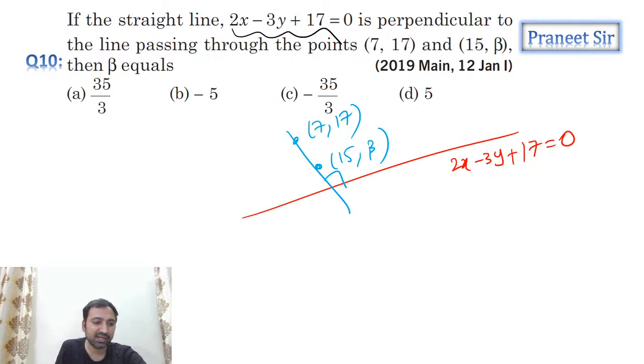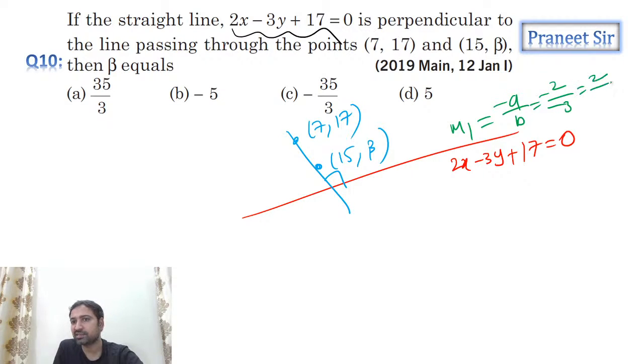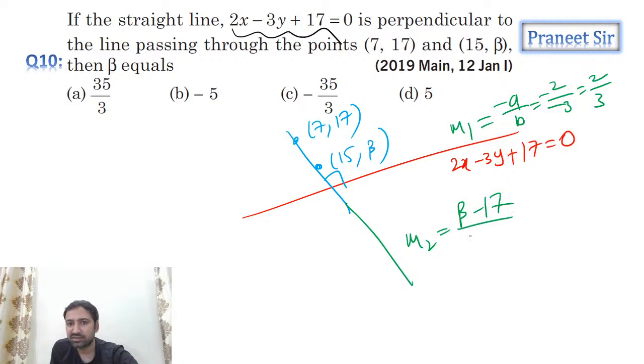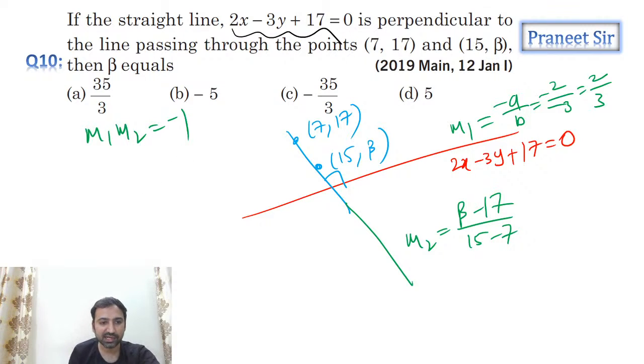If two lines are perpendicular, the product of their slopes is equal to minus 1, guys. So we can calculate the slope of this line, which is minus a by b. That is minus 2 by minus 3, which is equal to 2 by 3. Okay, the slope of this line we calculated. What about the slope of this line, guys? The slope of this line is m2 is equal to y2 minus y1 by x2 minus x1. Okay, now let's apply the condition m1 m2 is equal to minus 1. If you apply this condition, we can calculate the beta value easily.